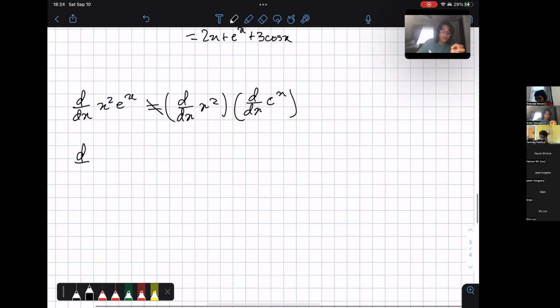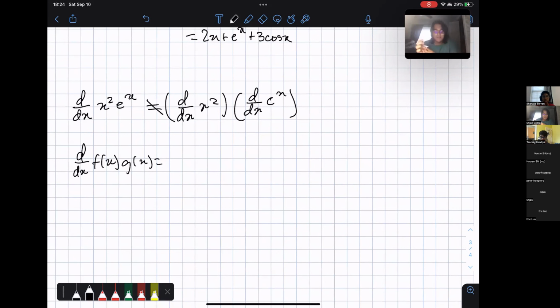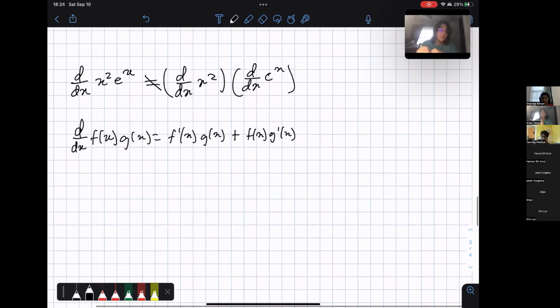We have to use something called the product rule. So if you're taking the derivative of f of x times g of x, that's going to be equal to f prime of x times g of x plus f of x times g prime of x. So this seems like it's coming out of left field, but once we talk about other methods for derivatives, then I can talk about this a little bit more. But just know that this is called the product rule.